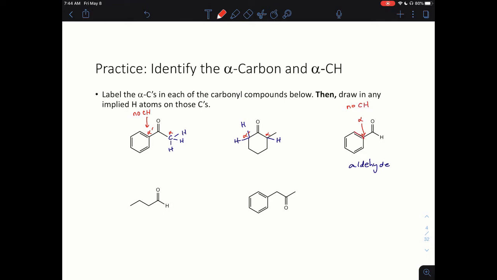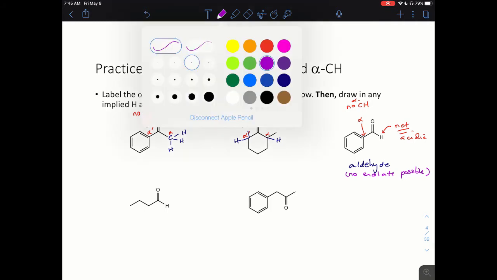Right, this carbon is making 4 bonds already to other carbons, so there are no implied hydrogens there. And then I will point out that the hydrogen of an alpha carbon, this is not acidic. Do not deprotonate it ever. So you just can't make an enol or an enolate of that aldehyde. So there will be no enolate possible for that aldehyde because there's no alpha CH. And the aldehyde CH, the one bonded to the carbonyl carbon, it is not acidic.